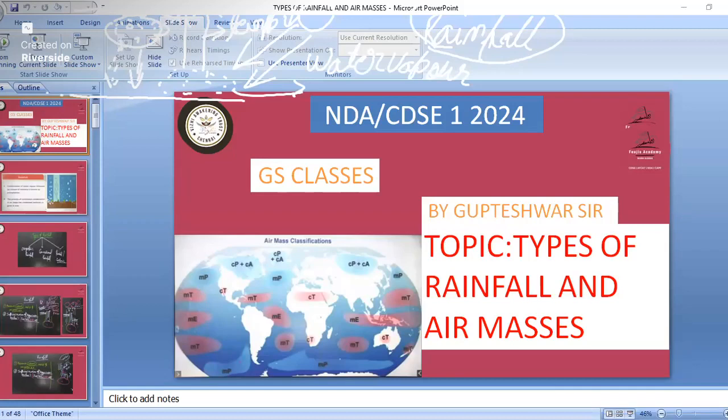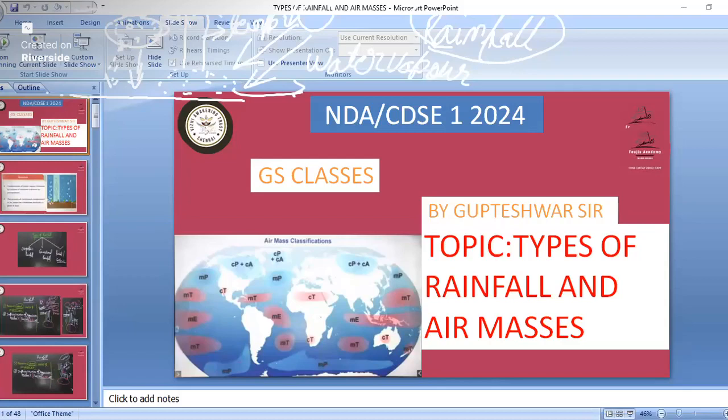This frontal and cyclonic rainfall we'll see in the cyclone part. In the cyclone part we'll see how the rainfall happens when a cyclone occurs. There we'll see how fronts are created and how a cyclone happens. So we'll see the frontal rainfall in the cyclone part.